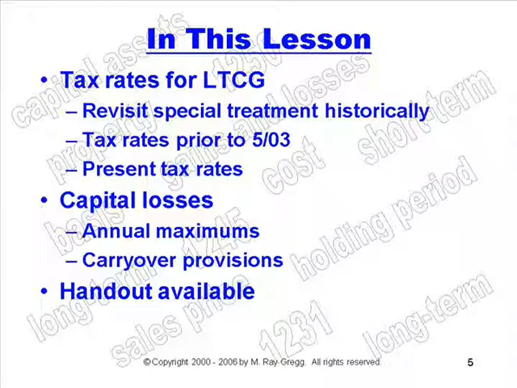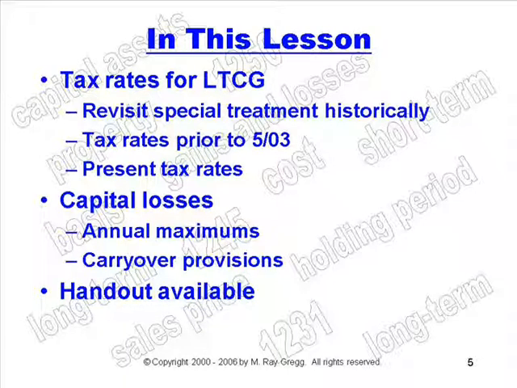In this lesson we should also consider capital losses, the annual maximums that we are able to deduct against other income with capital losses, and what happens to any carryover, how long we can carry it over, and its impact on the future capital gains and losses to be reported by the taxpayer.